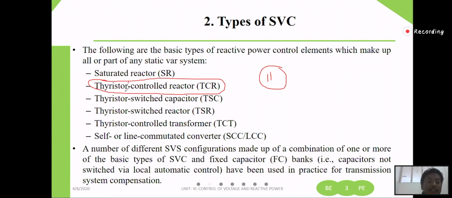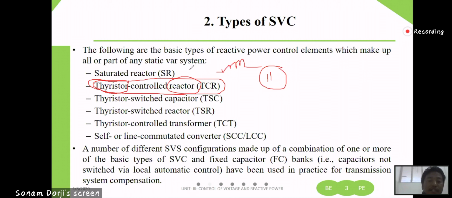So this part, the thyristor characteristic, we will not study. How it is controlled, we will not study either. What we will see is the thyristor controlled reactor. Its characteristic is already known. Reactor means something which will absorb the reactive power. Inductors normally fall under the reactors.